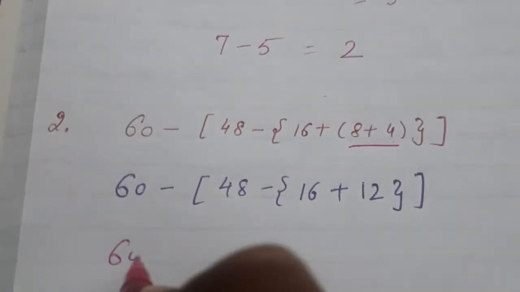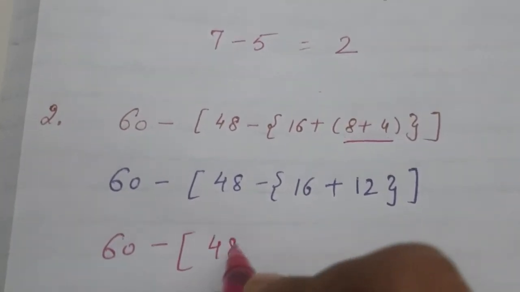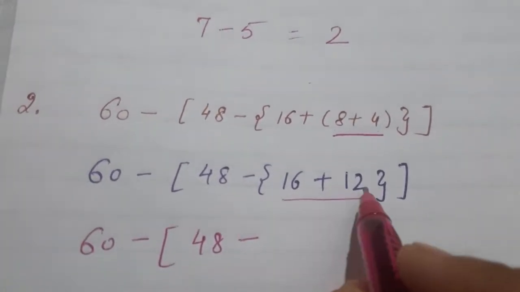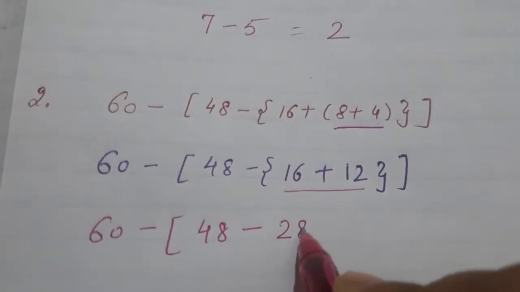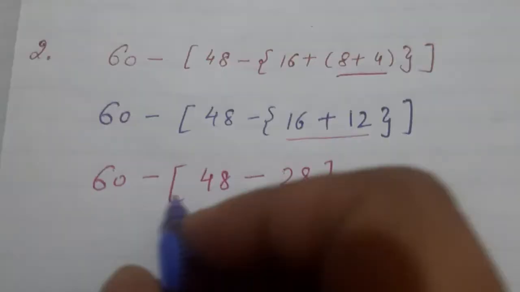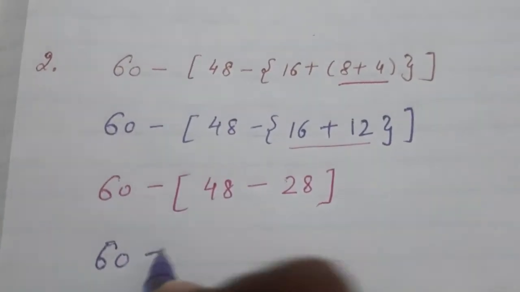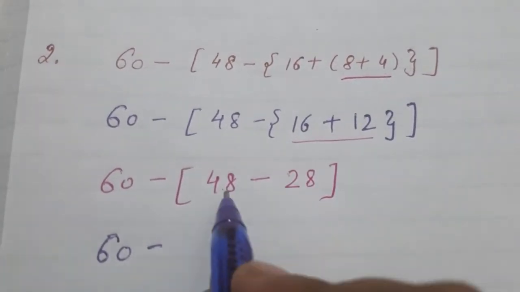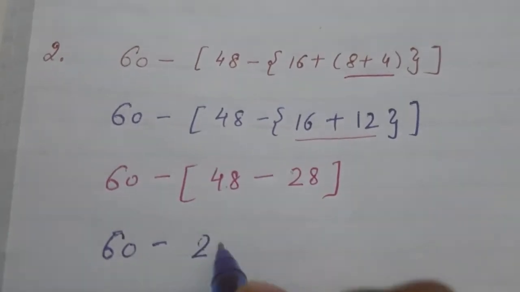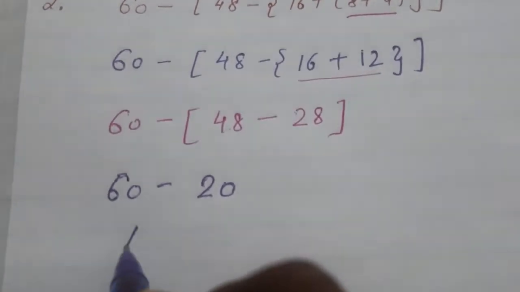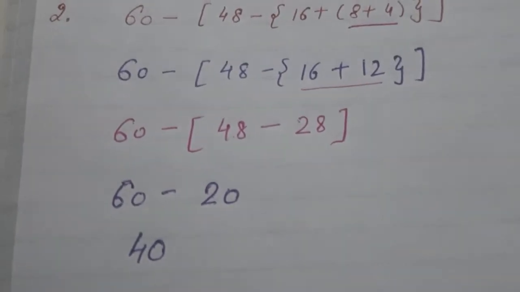Next step, you will solve this bracket. 48 minus 16 plus 12, that is 28. Close the big bracket. Next step, 60 minus 48 minus 28. So we will solve this bracket. 48 minus 28, it will come out to be 20 here, and 60 minus 20, that is 40.